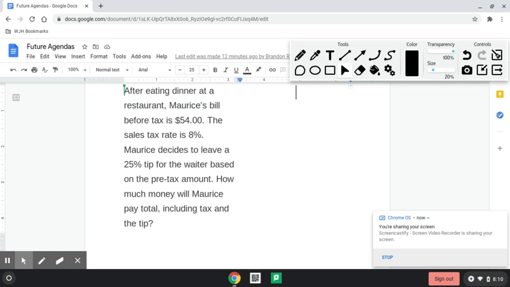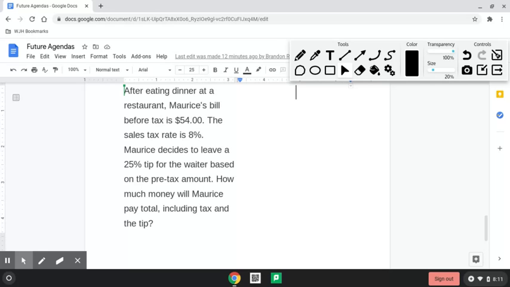After eating dinner at a restaurant, Maurice's bill before tax is $54. The sales tax rate is 8%. Maurice decides to leave a 25% tip for the waiter based on the pre-tax amount. How much money will Maurice pay total, including tax and the tip?